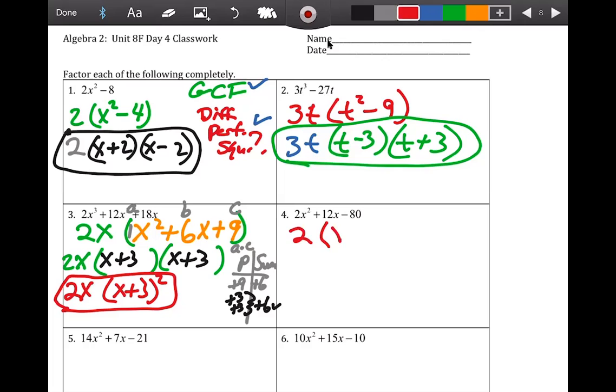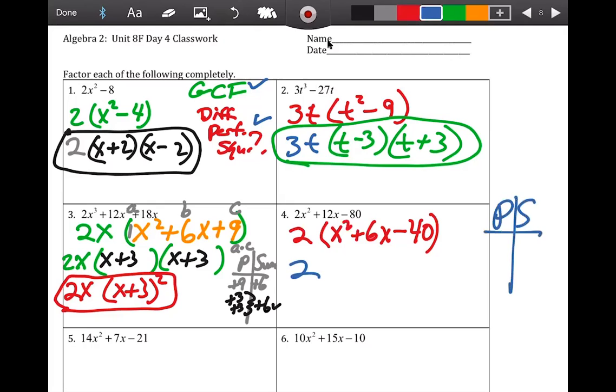Okay, so you would have x squared plus 6x minus 40. Cool. All right, so now we've got the GCF out, and we're going to do product sum. Since this is a 1, that's just going to go straight into the factor. If it weren't, we would do grouping, which we'll do with the next question.